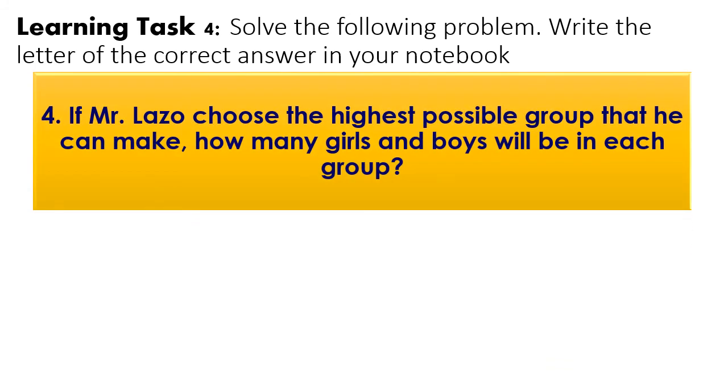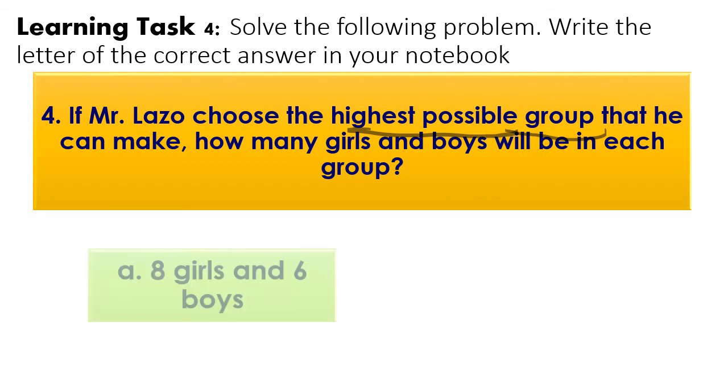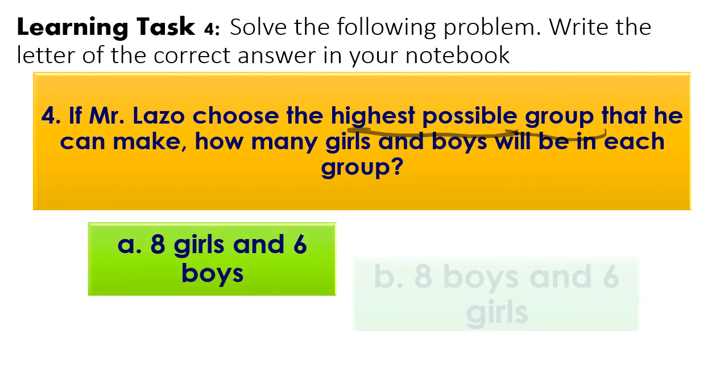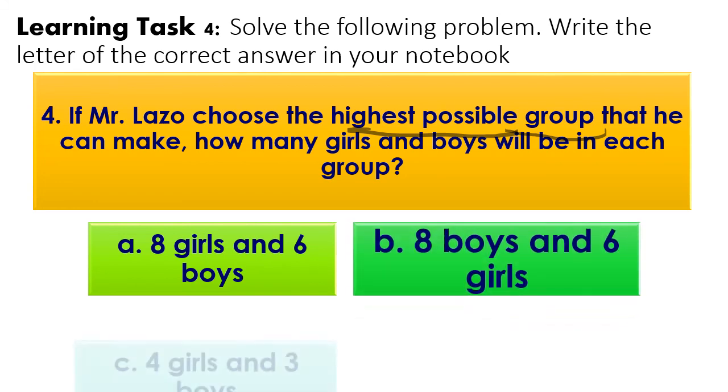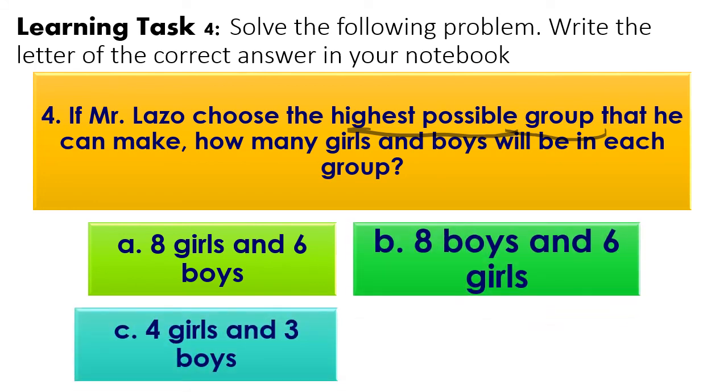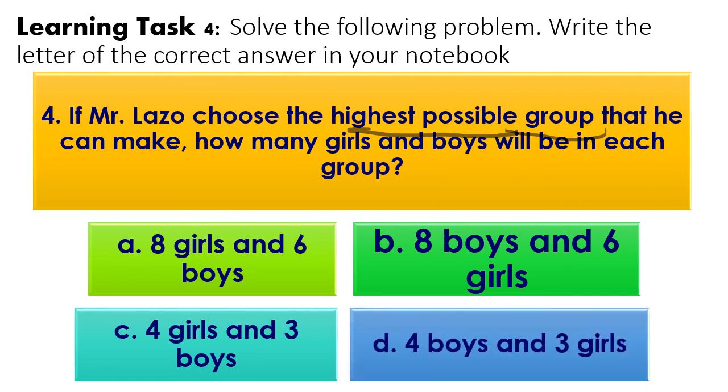Number 4, if Mr. Lasso chooses the highest possible group that he can make, how many girls and boys will be in each group? Largest or highest possible group. Highest possible group, look for the GCF, then you divide 32 and 24. That is the answer. A, 8 girls and 6 boys. B, 8 boys and 6 girls. C, 4 girls and 3 boys. D, 4 boys and 3 girls.